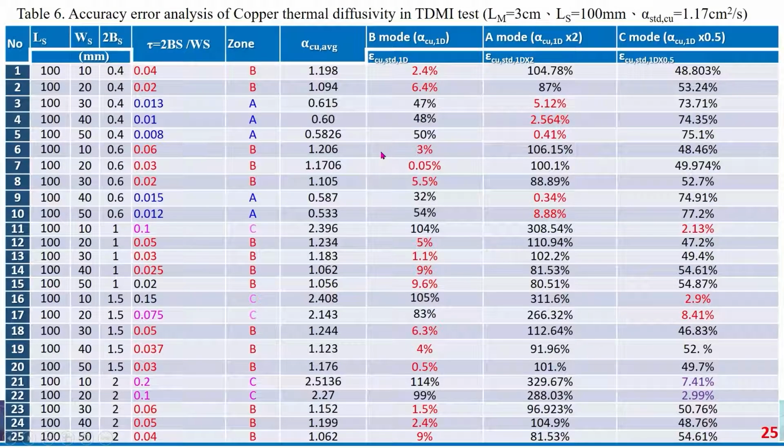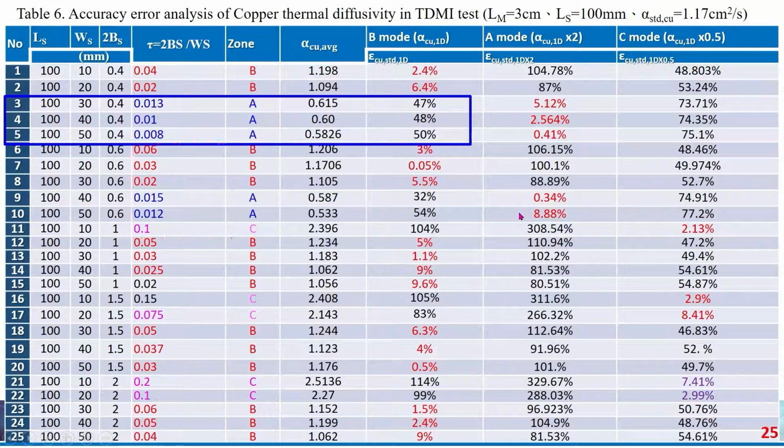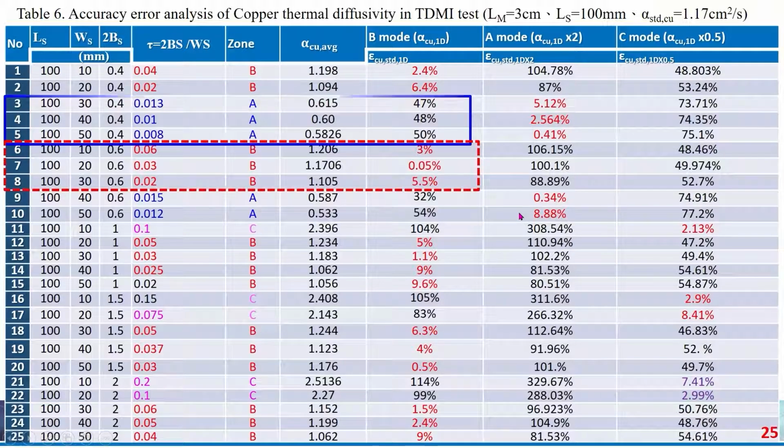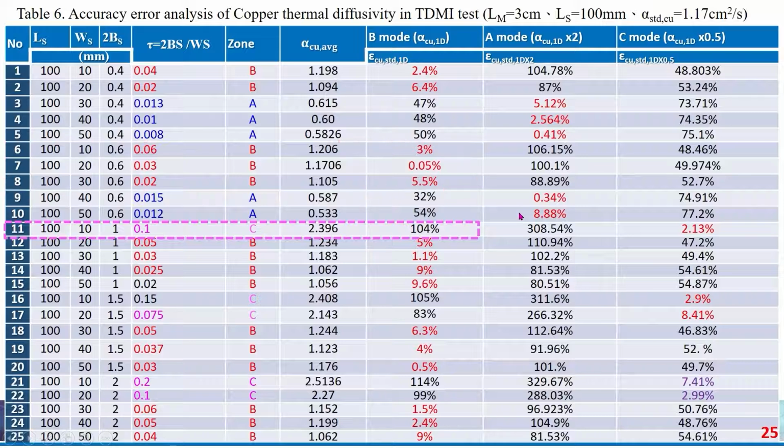Table 6 shows the accuracy errors and analysis of the copper in the TDMI test. There are 3 regions, A, B, C, with different criteria values of the aspect ratio tau. The blue characters show tau is in the A region. The red characters show tau is in the B region. The pink characters show tau is in the C region. The red font represents the accuracy error after calibration.